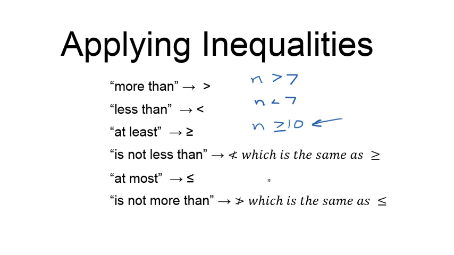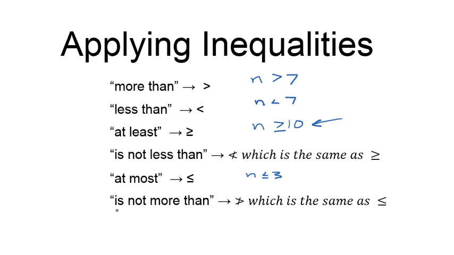When you see at most, if I say, okay, I'm thinking of a number, it's at most 3. That means the biggest it could be is 3. So my number has got to be 3 or less than 3. So I would say n is less than or equal to 3.